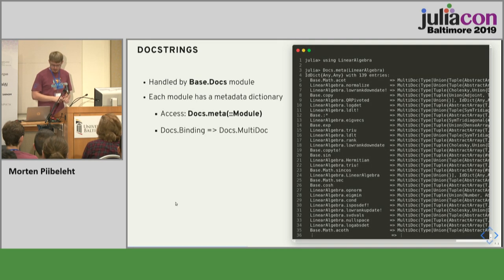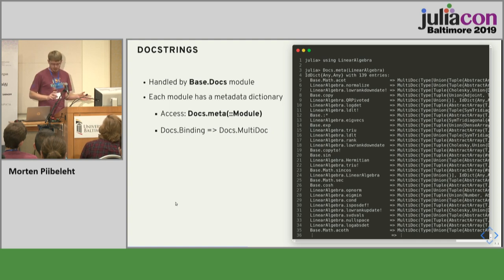Essentially, the way it's implemented, every module that you have has this special secret variable, which is just a dictionary that contains all the doc strings. The variable name is a gensym variable, so it doesn't clash with anything else, but if you call names on the module, there's going to be this special meta hash 452 or something like that variable somewhere. That's where all the doc strings live. The Docs module provides an API so you can access that easily, and on the right, I do it for the LinearAlgebra module, and you see all the bindings that have doc strings attached.